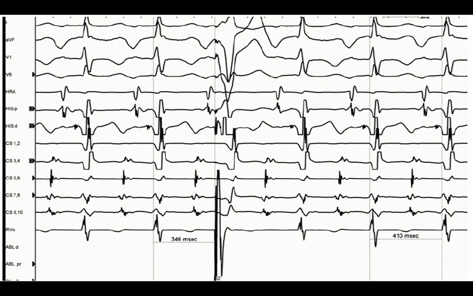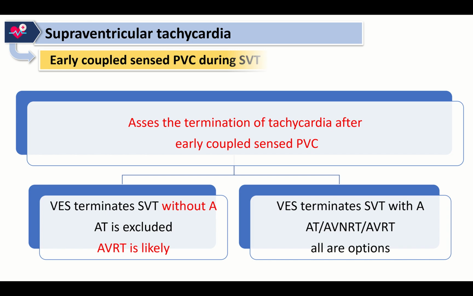And this is an example when we give His synchronous BVC and assess the difference between tachycardia cycle length 410 and the BVC with coupling interval 346. So the difference is less than 100. It's a case of AVRT, accessory pathway. Let's go to the next golden rule.